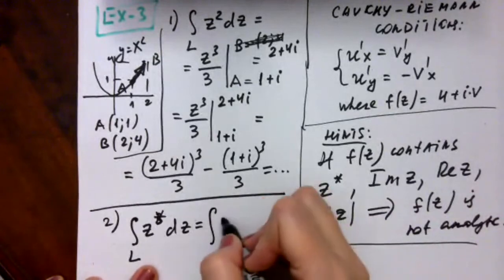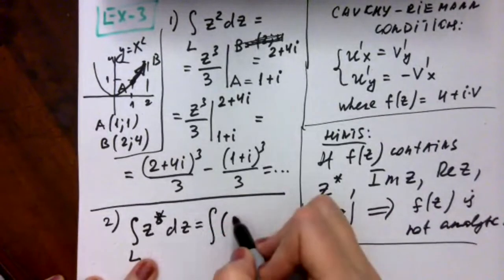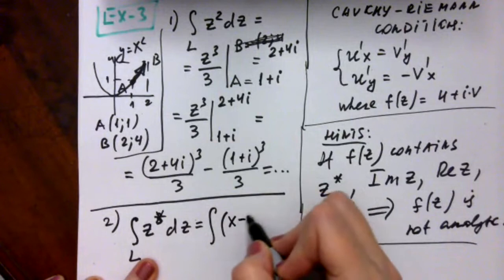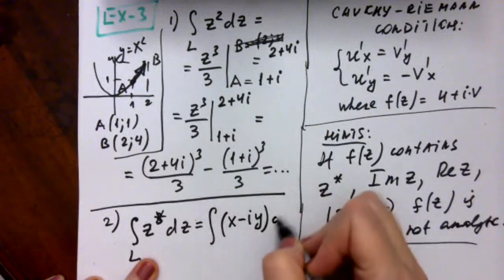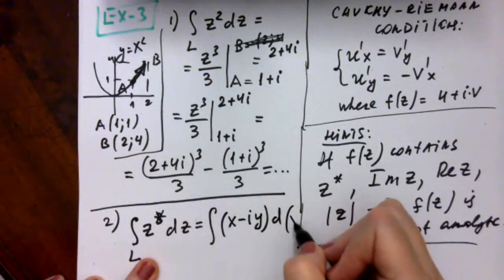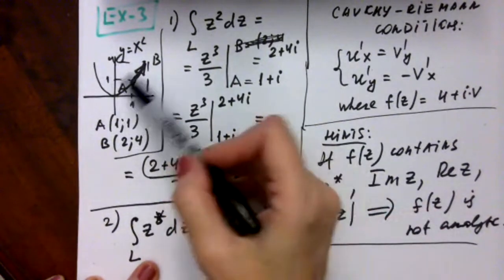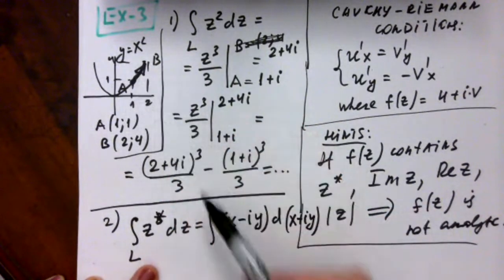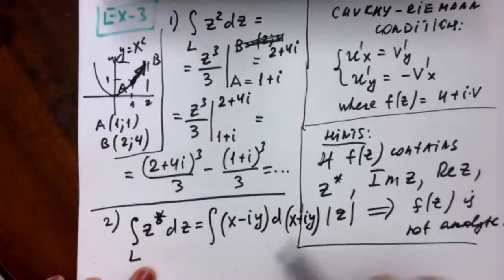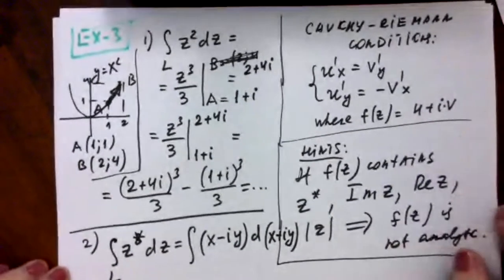So what we need to do, we need to remember that z conjugate is x minus iy. We need to substitute x plus iy here, and so on and so on. And after that, we need to perform this path parameterization, and so on and so on. So now you see how you can treat these integrals.